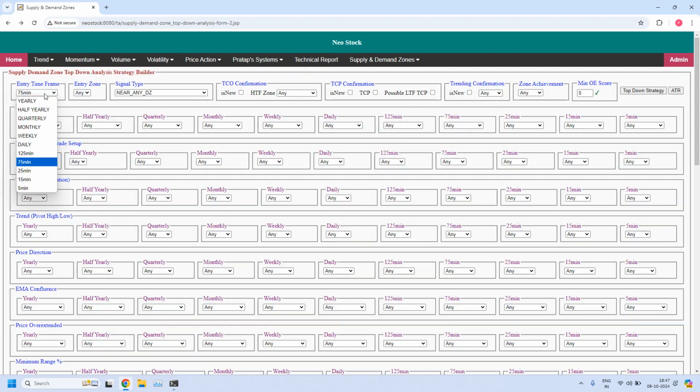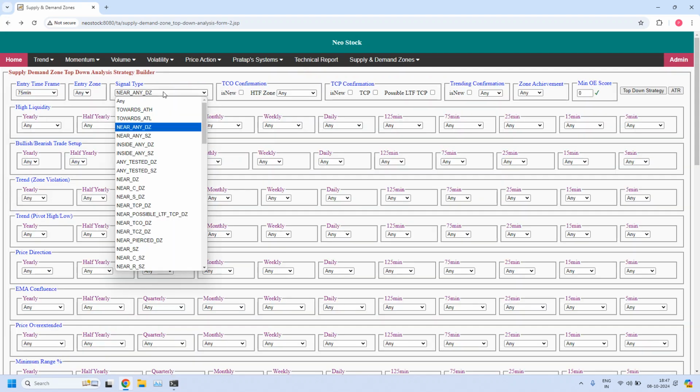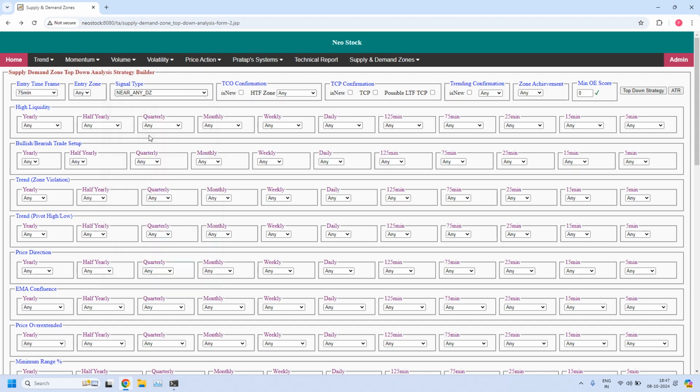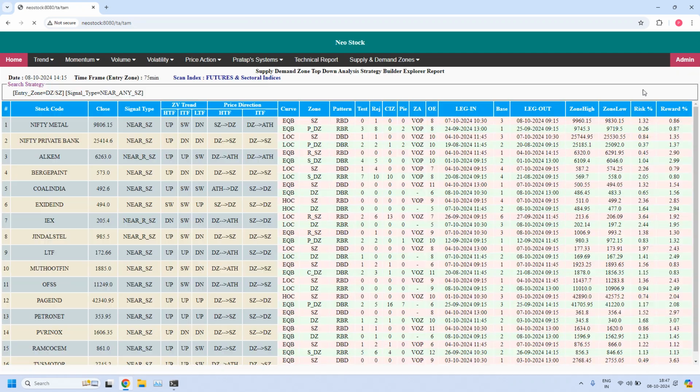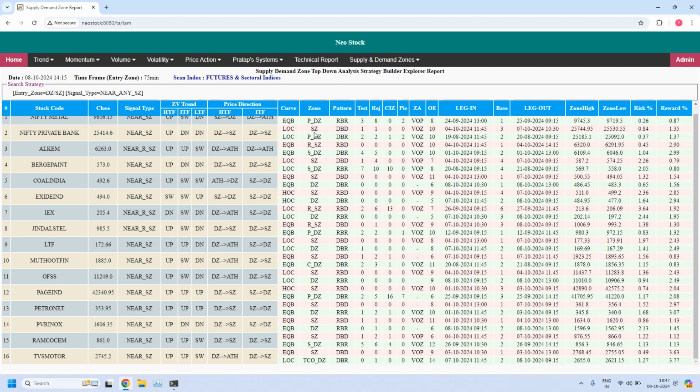Okay, next for 75 minutes time frame, let us find the stocks near 75 minutes supply zone. We have a total of 16 stocks filtered. Let us look for high liquidity supply zones.